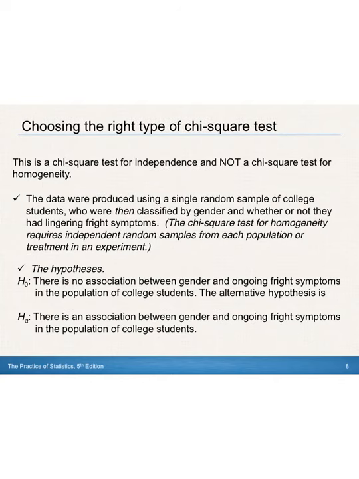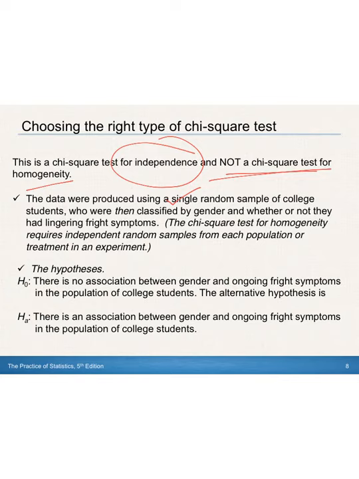Now, which of the two kinds of test is it? This is a test for independence. Is there an association between fear symptoms and gender? And how do we know? It's not a chi-square test for homogeneity. The data were produced using a single random sample of college students who were then classified by gender and whether or not they had lingering fright symptoms.